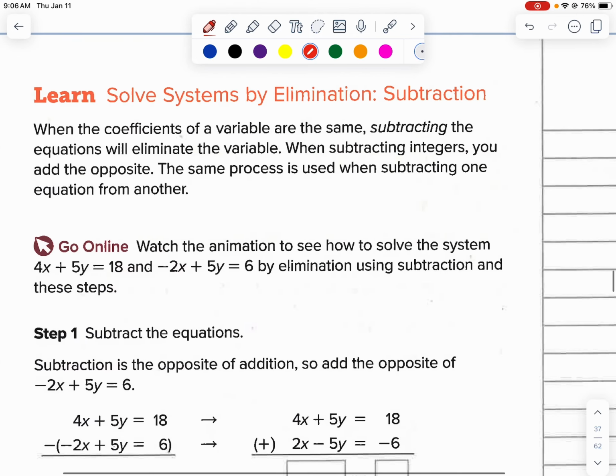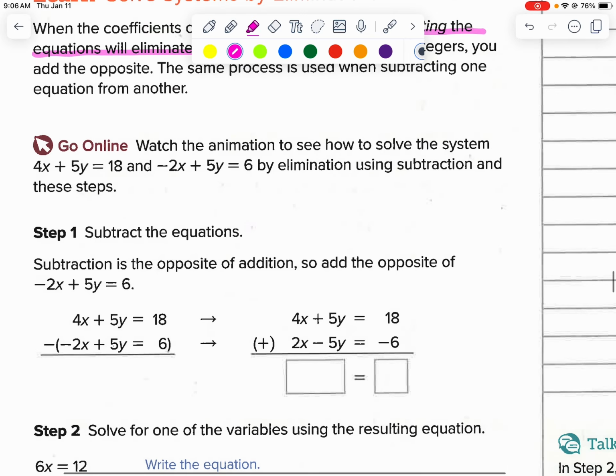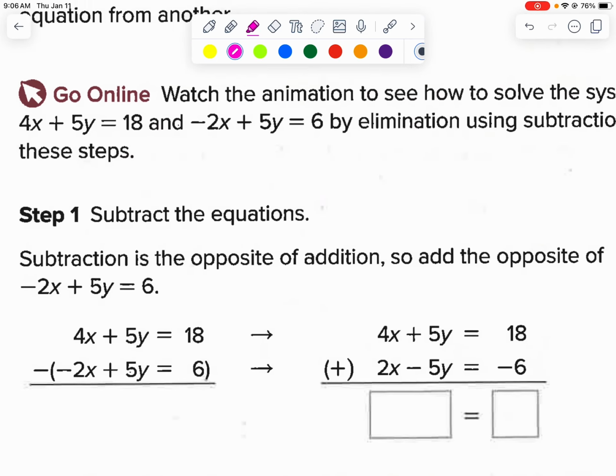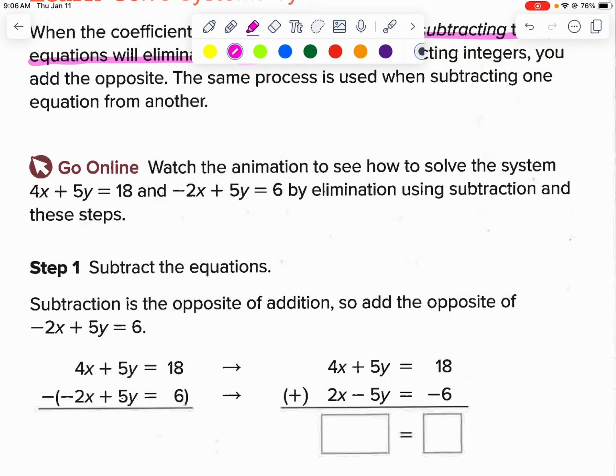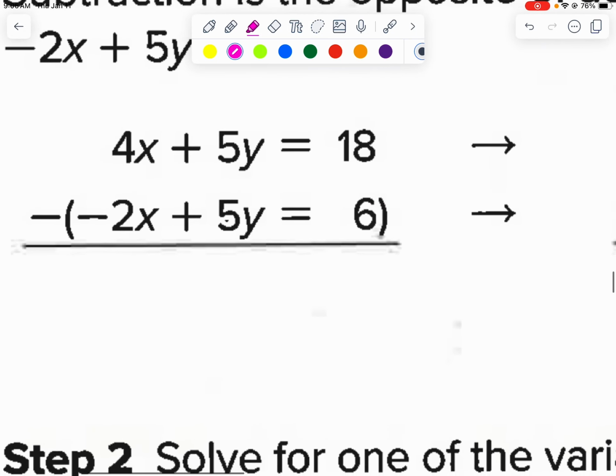Okay? When the coefficients of the variable are the same, subtracting the equations will eliminate the variable. So we're going to be subtracting. So if I look at this right now, we have a positive 5y and a positive 5y. For them to be opposites of each other, we have to subtract. So we're going to be subtracting this.